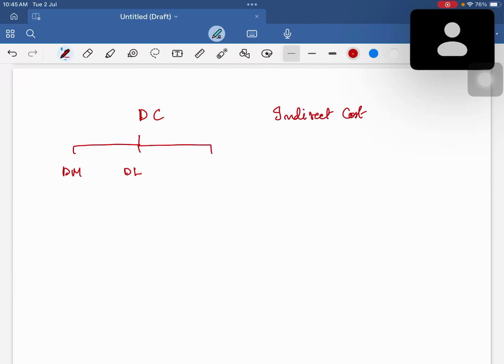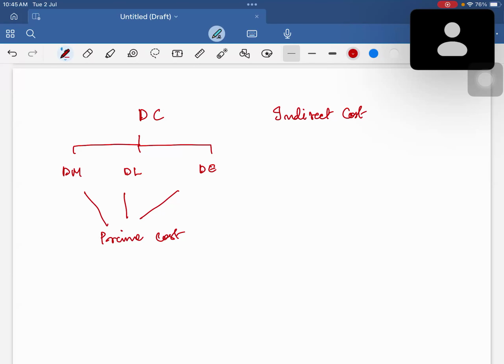And any other cost that is directly linked, but is not a material cost and not a labor cost, that is the direct expenses. Understood? And these three things together are called prime cost.